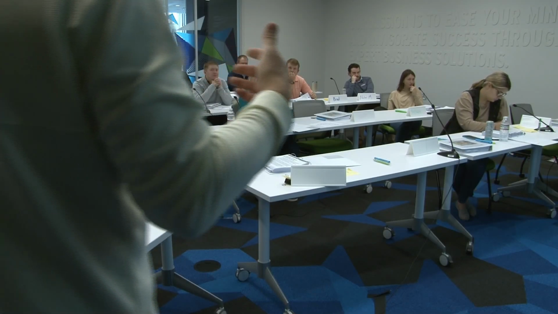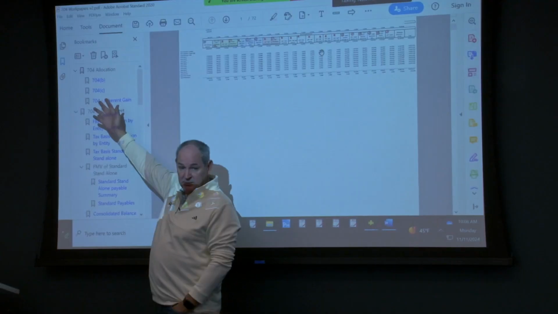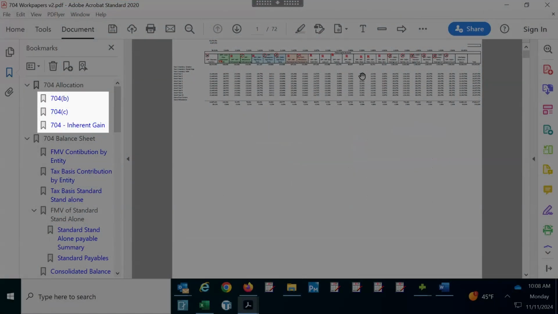Okay. And we're going to talk about this too, Sam: you have the 704B, which is my tax basis or fair value? Fair value. And I have 704C, which is my inherent gain.